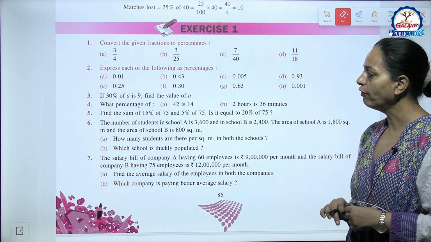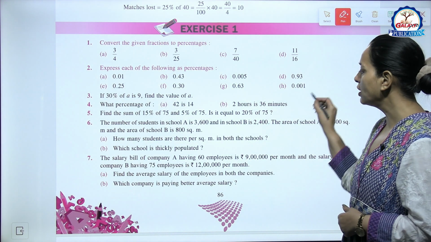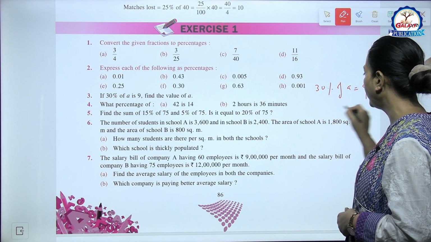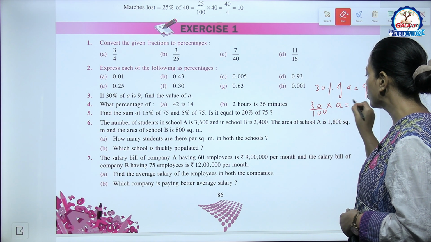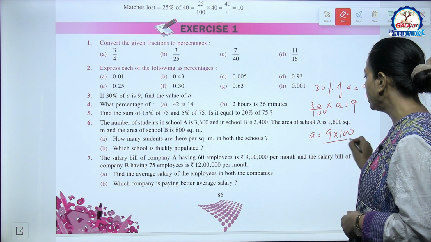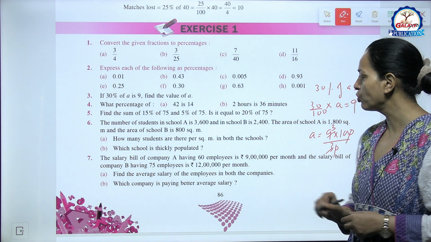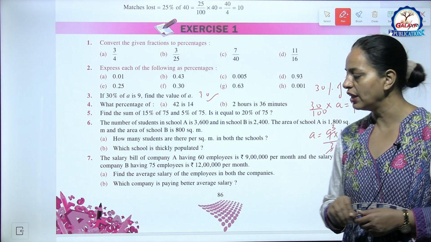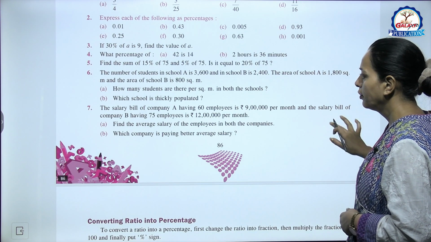Now the third one, if 30% of A is 9, then what is A? So 30% of A equals 9. So 30 by 100 into A equals 9. So what is A? 9 into 100 upon 30. Answer is 3 into 10, that is 30. Okay, so I hope this is clear to you. Now see the next one.